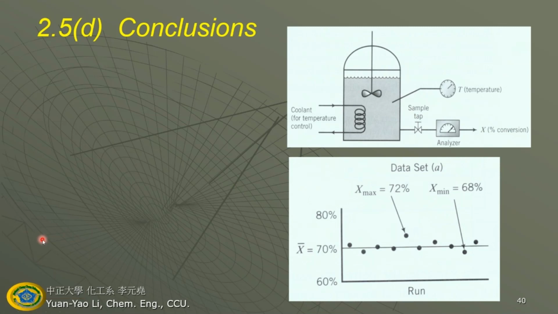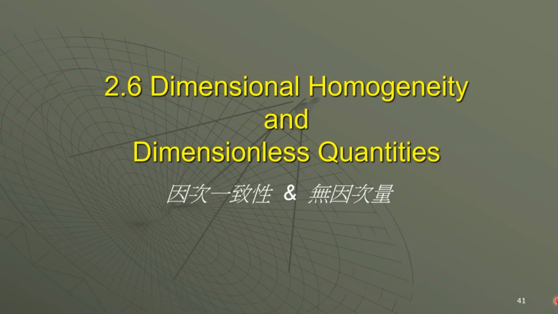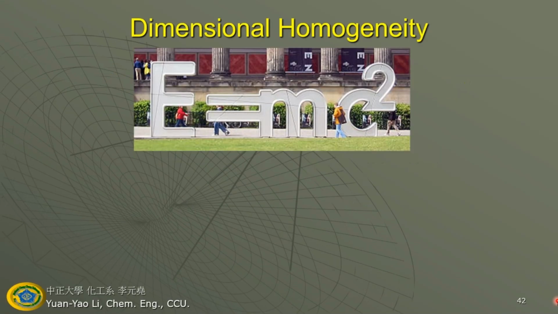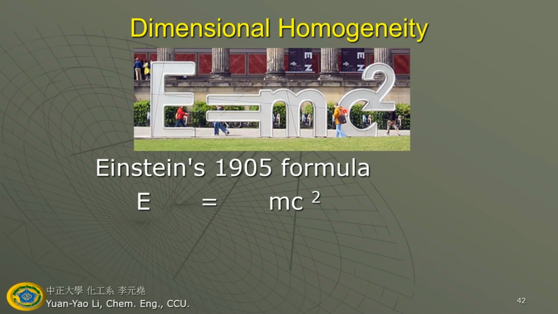And today, we are going to move to a new topic, which is section 2.6, dimensional homogeneity and the dimensionless quantity. So what is dimensional homogeneity? I'm sure you all know this equation: E equals m, mass, times the speed of light squared, right? This is Einstein's 1905 formula: E equals mc squared.